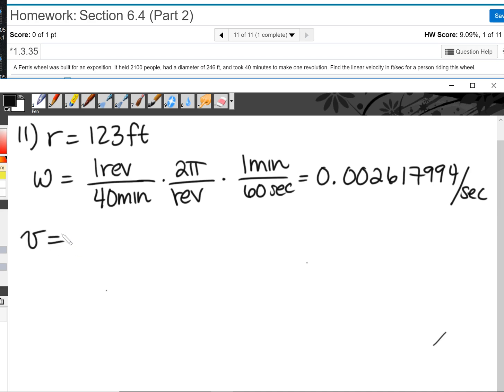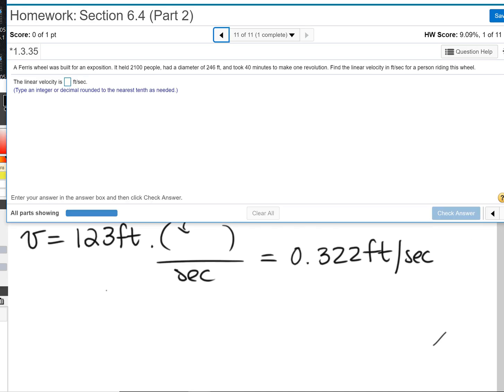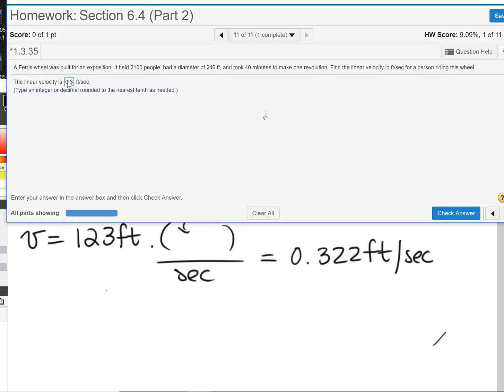So my velocity, remember we want feet per second, so I don't need to change my r. That's 123 feet times this number. Times that by 123, and I got 0.322 feet per second. I need to make sure that's right. Does that sound about right? Yeah, I would guess so. We probably wouldn't want to go too much faster. It is a Ferris wheel with 2,100 people on it. Rounded to the nearest tenth, so 0.3. Let's see if that's right.